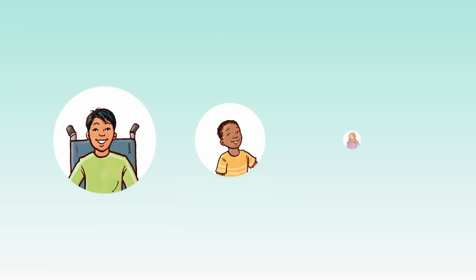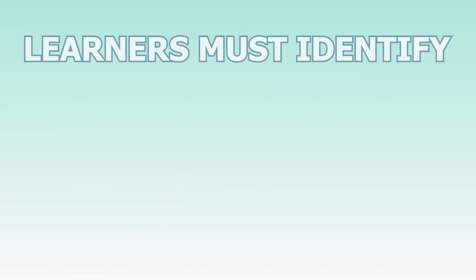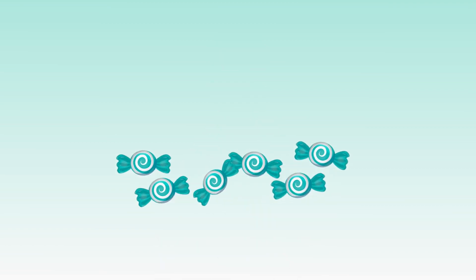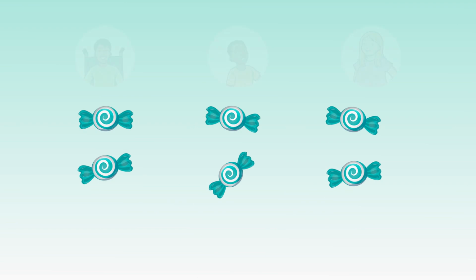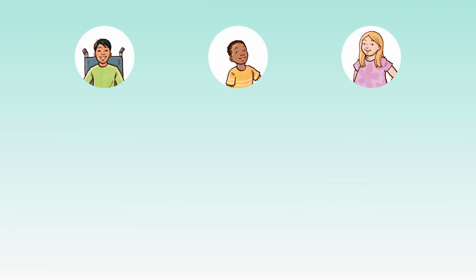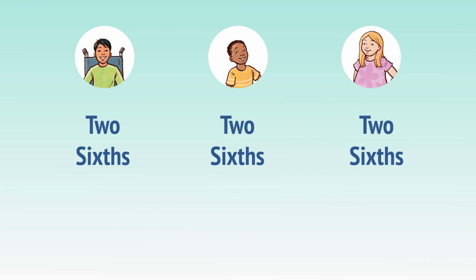If we tell learners that there are 6 sweets in the bag and that the sweets need to be divided equally among 3 learners, learners must identify that the total number of sweets is 6 sweets. They must then be able to determine that 6 sweets make up one whole bag. If the 6 sweets are divided equally among 3 learners, each learner would receive 2 sweets, meaning that each learner would receive 2/6 of the bag of sweets.